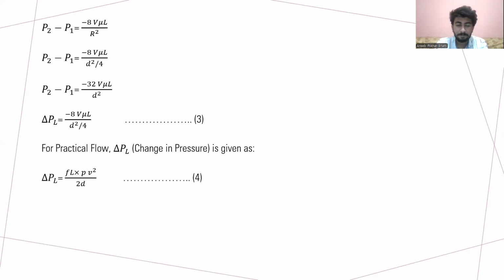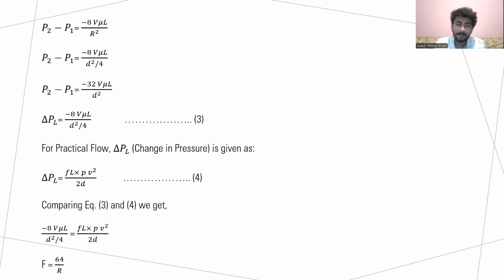But you see, in practical flow, the change in pressure is given as friction factor multiplied by length L, multiplied by density, multiplied by the square of the velocity over 2 multiplied by d, which is diameter. I say this is our equation 4.